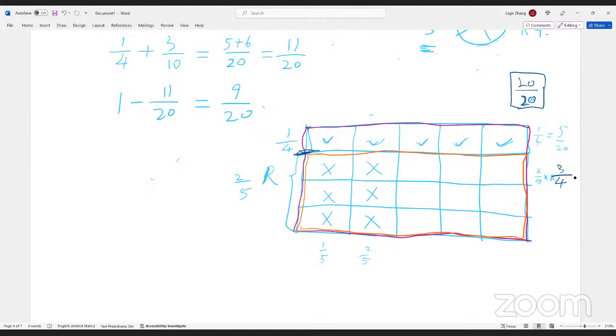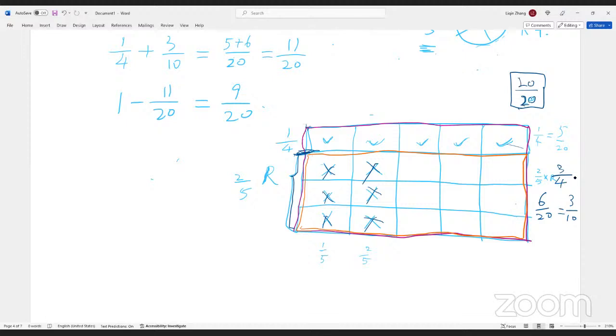And 2 out of 5 is based on the 3 out of 4. When we convert the 2 out of 5, comparing with the 20 pieces, it's 6 in 20, right? It's 6 out of 20. 1, 2, 3, 4, 5, 6. So it's equal to 3 out of 10.